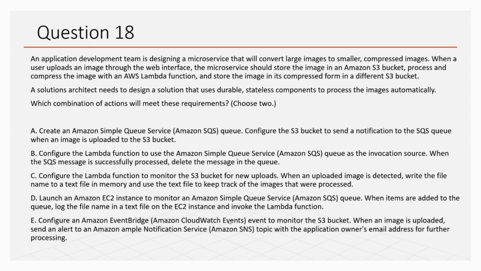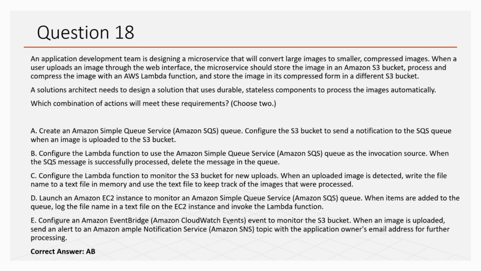Option D is launch an Amazon EC2 instance to monitor an SQS queue. When items are added to the queue, log the file name in the text file on the EC2 instance and invoke the Lambda function. Option E, it says configure an Amazon EventBridge, Amazon CloudWatch event to monitor the S3 bucket. When an image is uploaded, send an alert to an Amazon Simple Notification Service SNS topic with the application owner's email address for further processing.